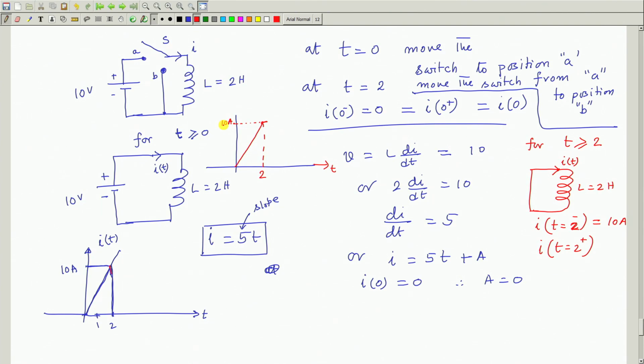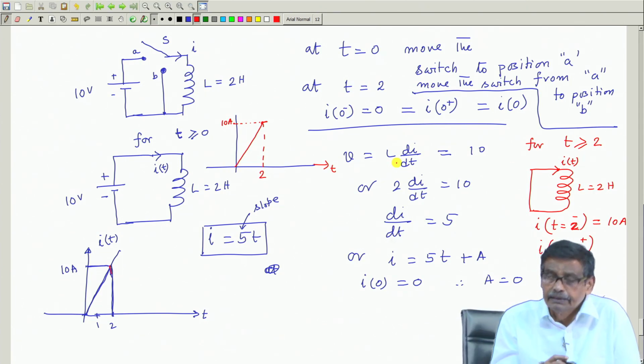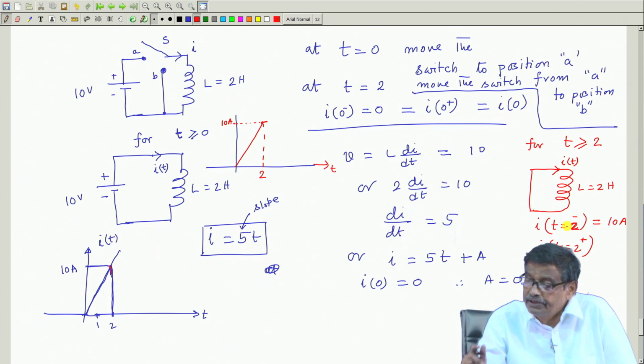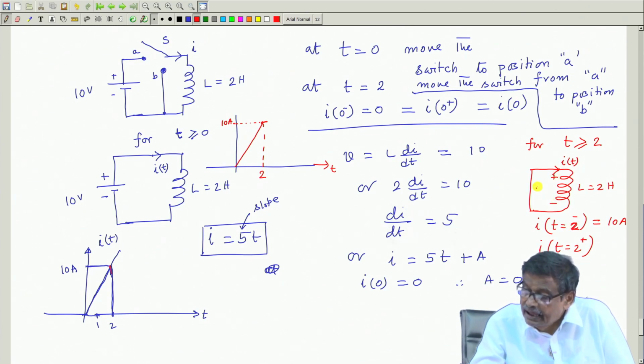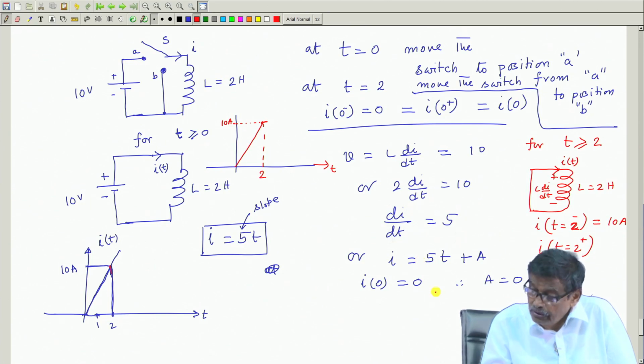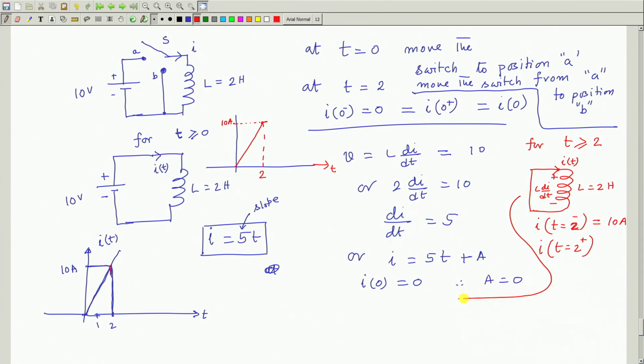But what happens say at t equal to 3 second, 4 second, like that? Nothing is surprising. Now, for t greater than 2 second, I will once again write down the KVL equation here. What is the KVL equation? Plus minus L di/dt, is it not? This is the KVL equation of this circuit. Applied voltage is 0. So, L di/dt is equal to 0. No voltage exists between these 2 points.